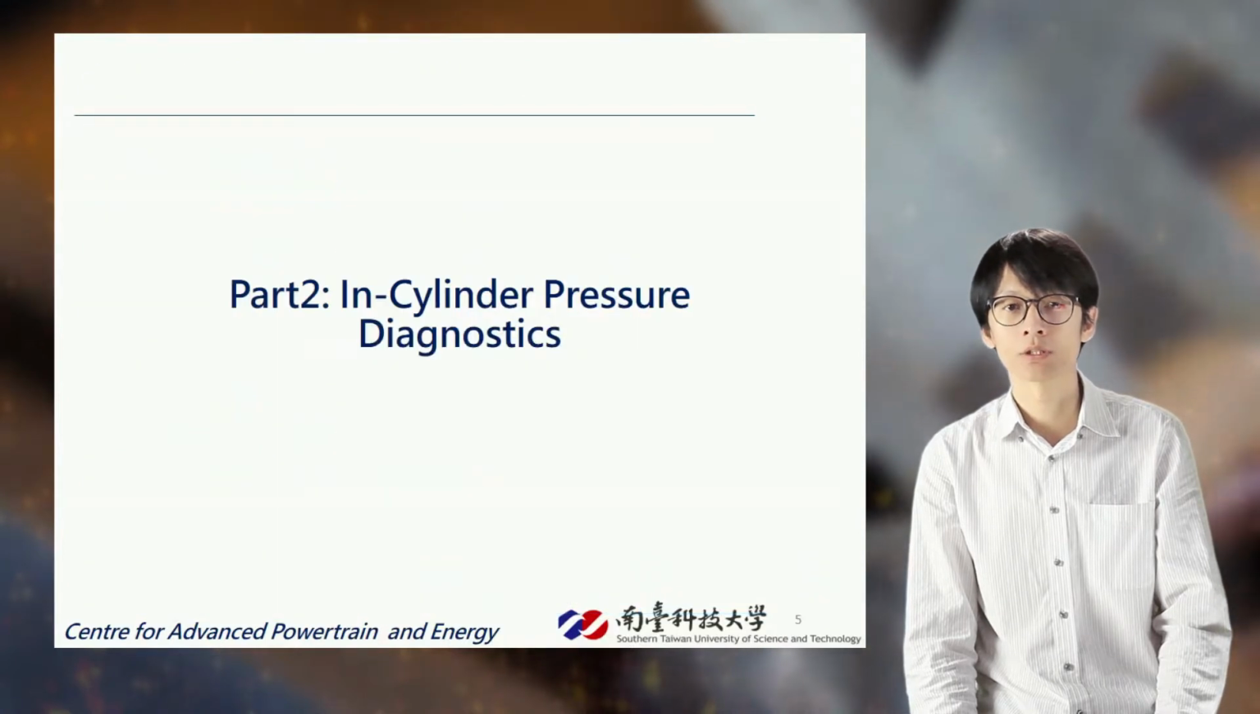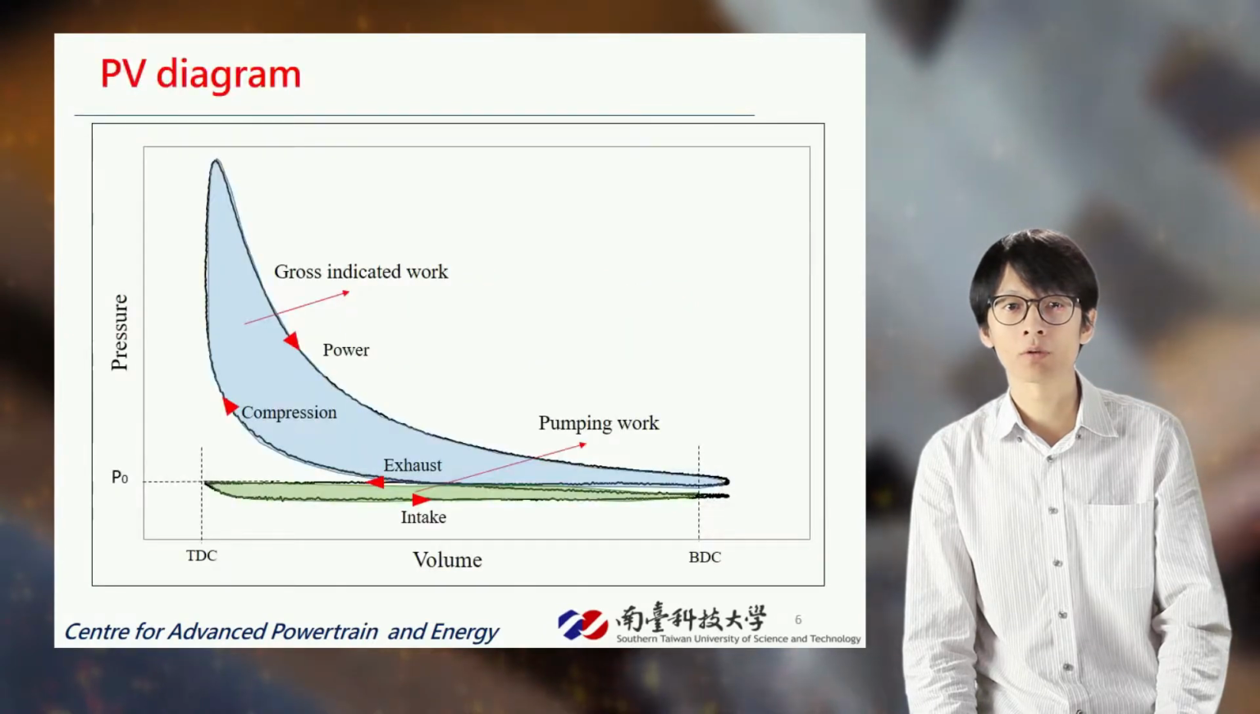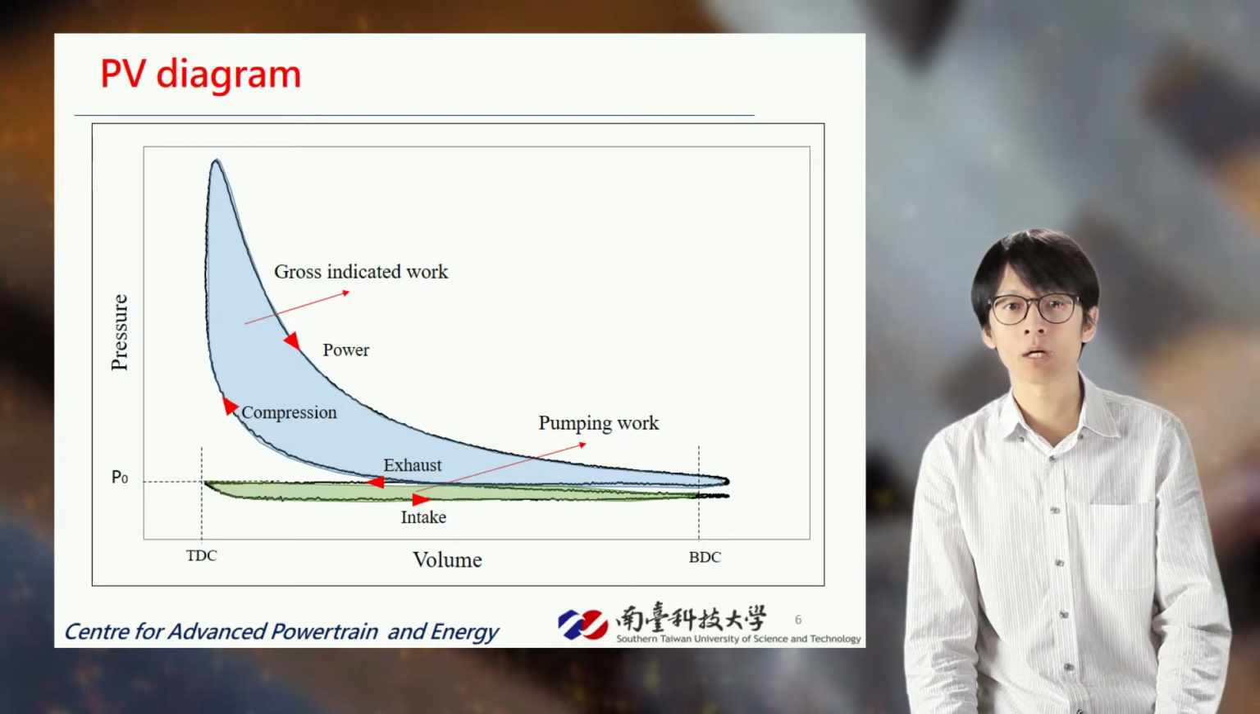Part 2, in-cylinder pressure diagnostics. PV diagram shows the data of in-cylinder pressure against crank angle in a complete 4-stroke engine cycle. Gross indicated work and pumping work present positive work and negative work respectively.